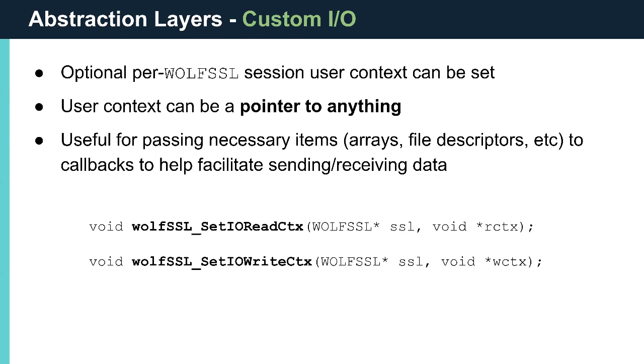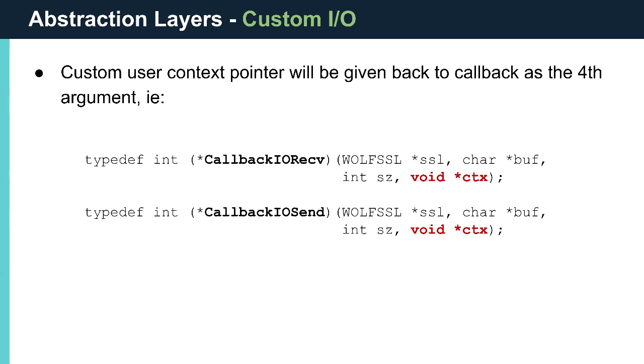So you might need to set that to a structure to access some part of your network or control how your data is being sent or received inside of the callback. Like I mentioned, the pointer to that custom context will be given back to you in your receive or send callback.